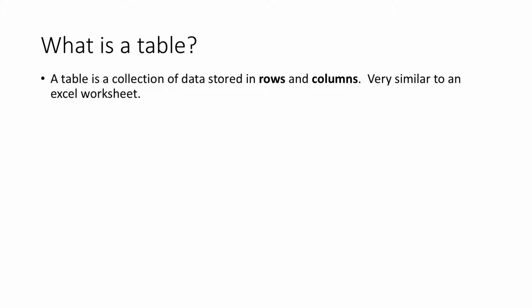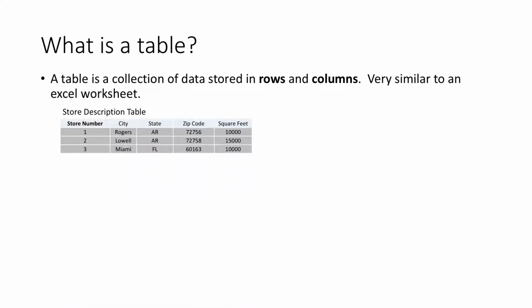Okay, let's get started. Overview of tables and databases. So what is a table? A table is a collection of data stored in rows and columns, very similar to an Excel spreadsheet. And this would be an example of a table with store descriptions in it. If you look at this, it looks just like an Excel spreadsheet. And in fact, it really is. That's all that a table is, an Excel spreadsheet.